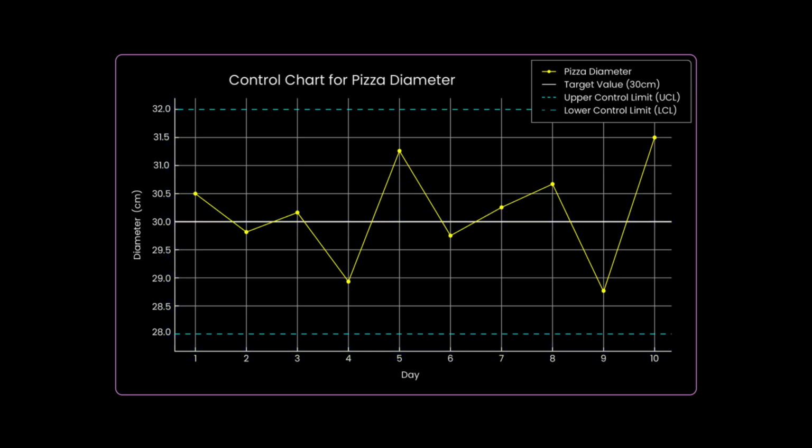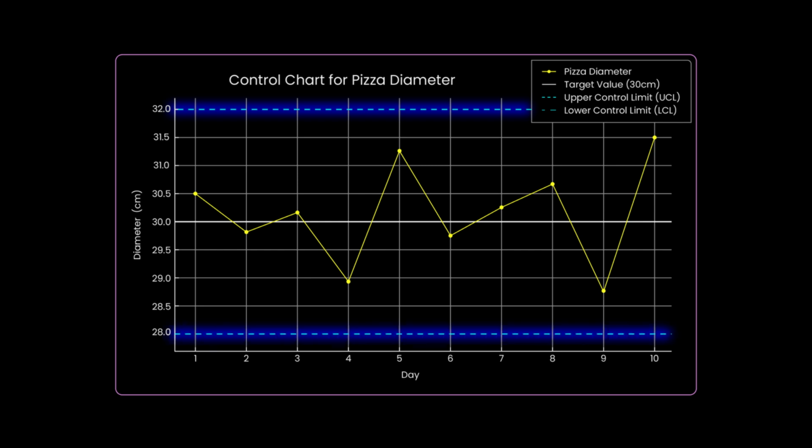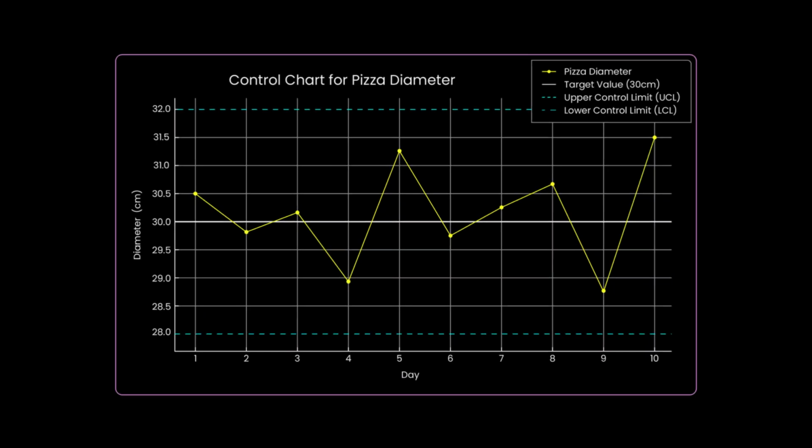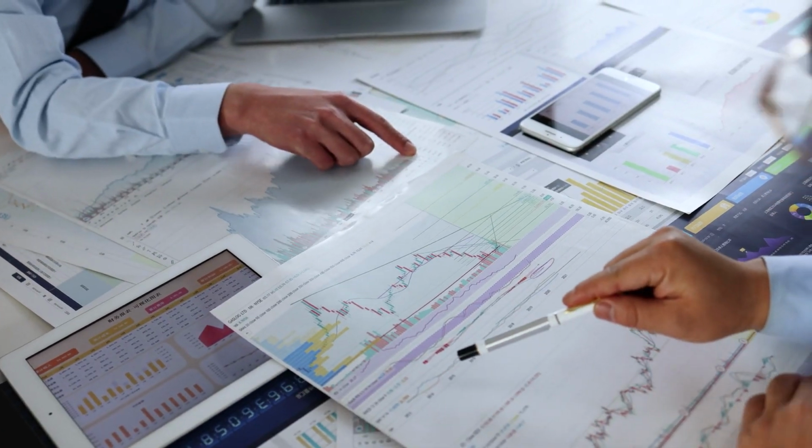More importantly, you need to keep the upper control limit, UCL, and lower control limit, LCL, in mind. Think of them as guard dogs. As long as your dataset stays within these 2 points, the process is in control. In case your dataset falls outside these limits, well then you've got a problem on your hands.